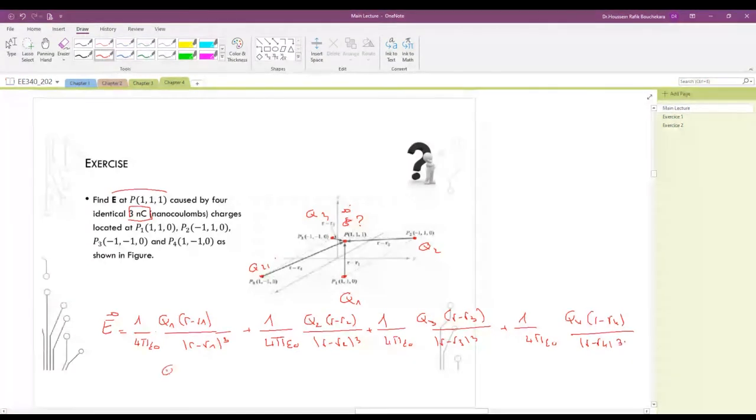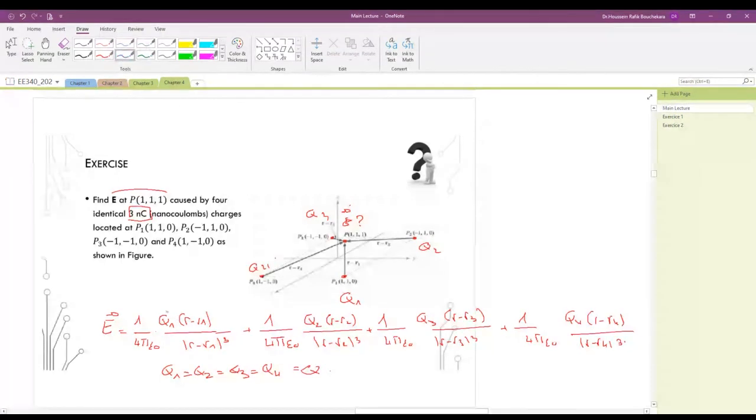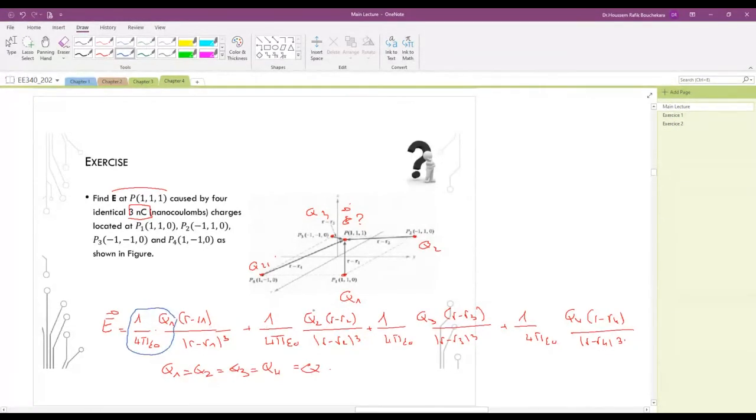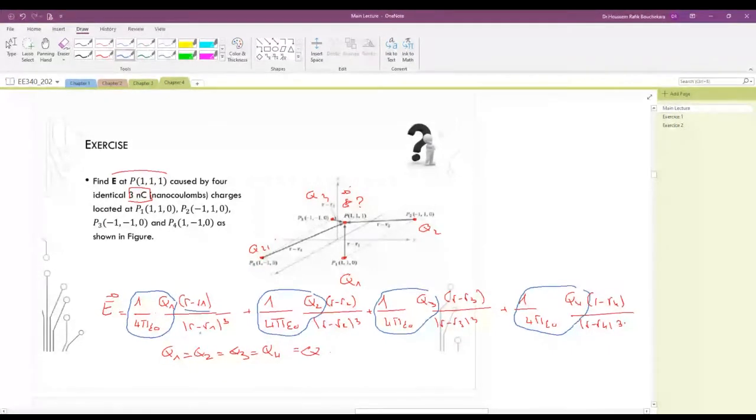نعم. In this case Q1 هو نفسه Q2 هو نفسه Q3 هو نفسه Q4، وقيمته 3 نانو كولوم. اوكي نسميه Q يعني. ممتاز. ما دام نفسه so I can use this to simplify my calculations، هذا كله اخذه as a common factor عامل مشترك واطلع خارج، يعني باقي ليش احسب هذه وهذه وهذه وهذه.